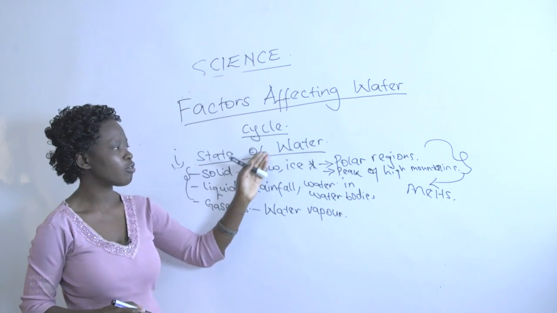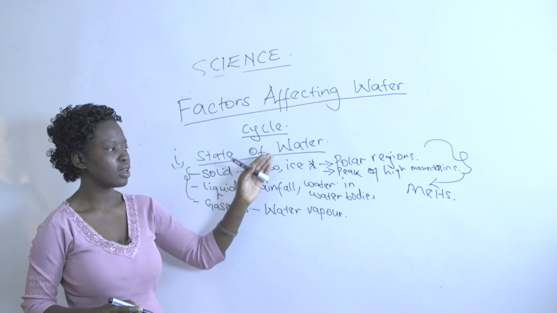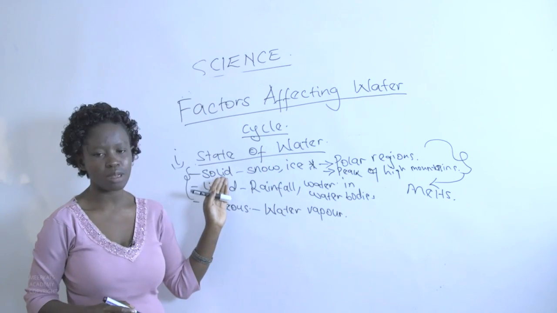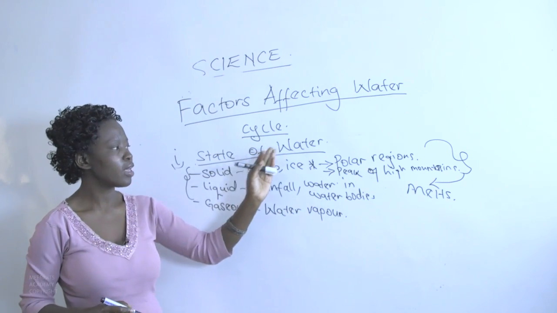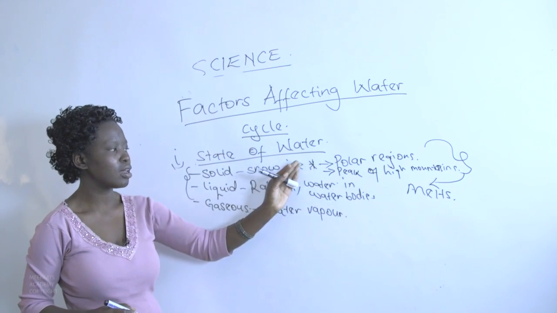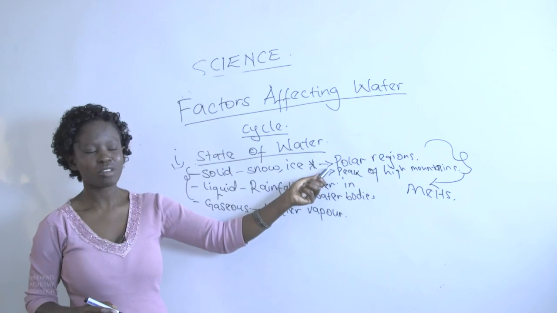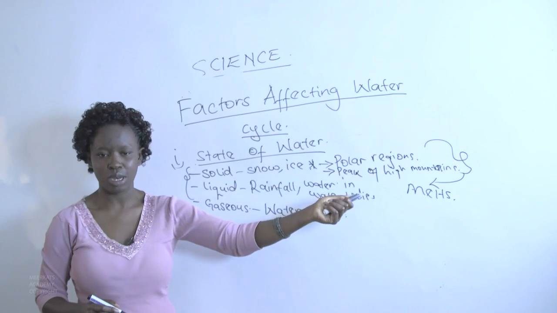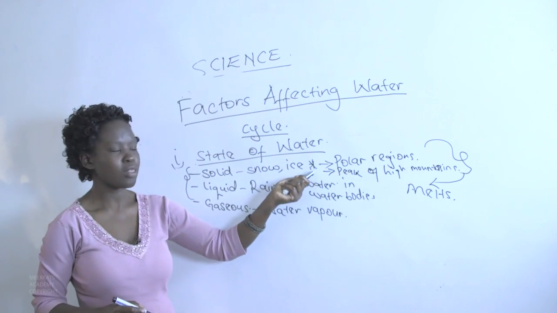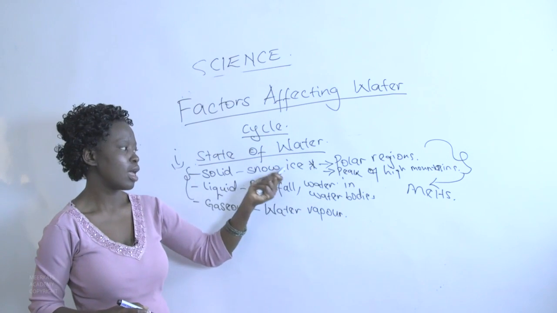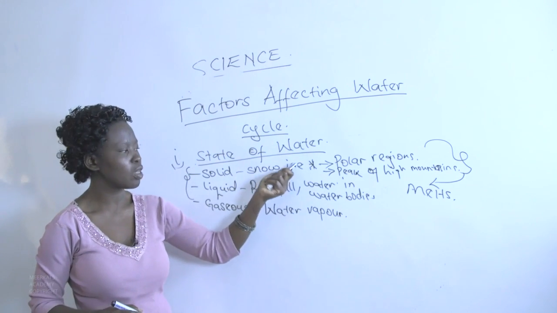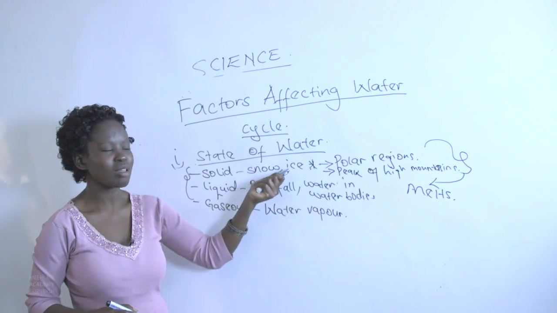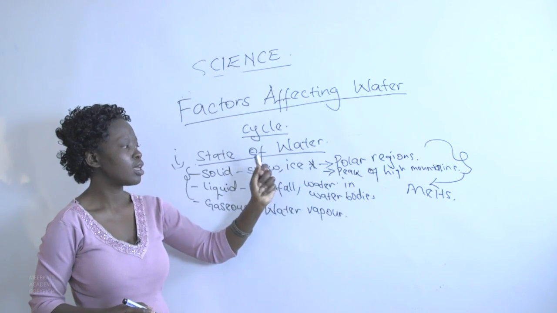So we find that the state of the water is going to affect the rate at which the water cycle takes place. If water is in solid state, that is ice or snow, then this water will not be part of the water cycle unless it has melted into liquid. So it slows down the water cycle, since the ice has to go through the melting process first.